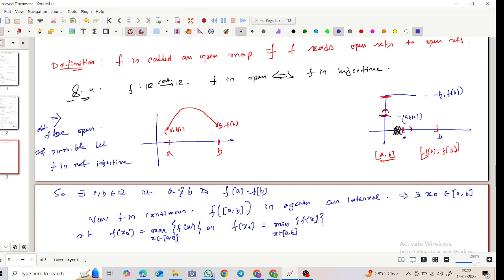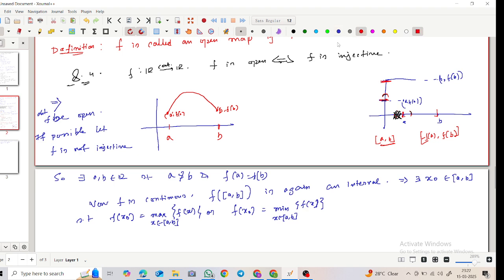Without loss of generality we take this, suppose it has a maximum here, okay. So this is the point x naught comma f of x naught, right? But you look at this interval, I mean the image set, how does it look like?